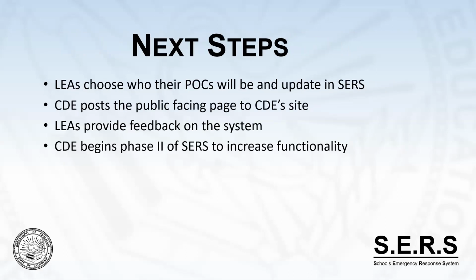So what are the next steps? First thing I recommend, as I stated earlier, is to have LEAs choose who their POCs will be for the system, and then go into the SERS and update those POC names. That way we make sure that the right people are being notified at the right time. Then CDE will eventually post the public facing page to our website. We're doing a soft start now, meaning we want to make sure people are logged on and using the system. And then as soon as that is happening, the public facing site will go up.